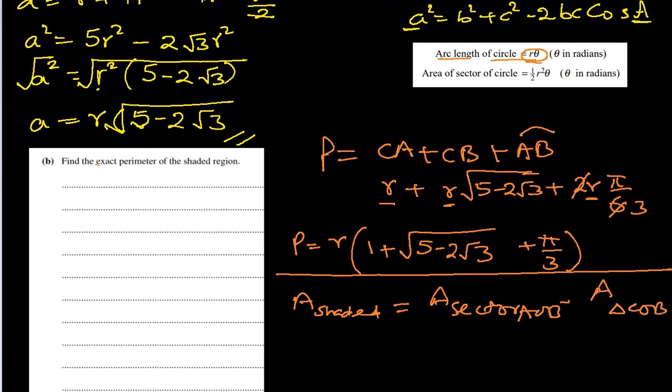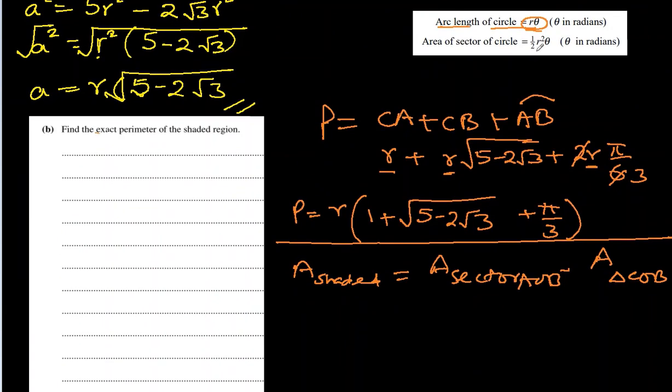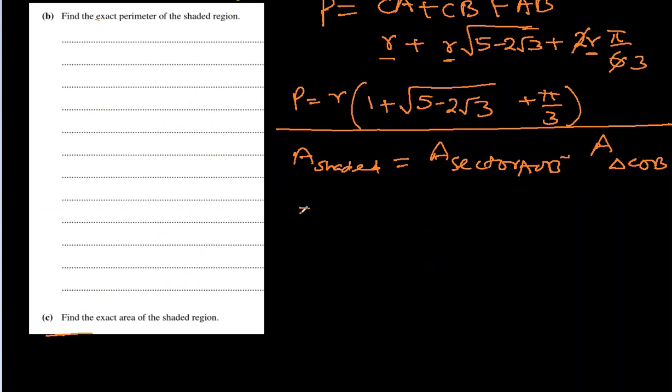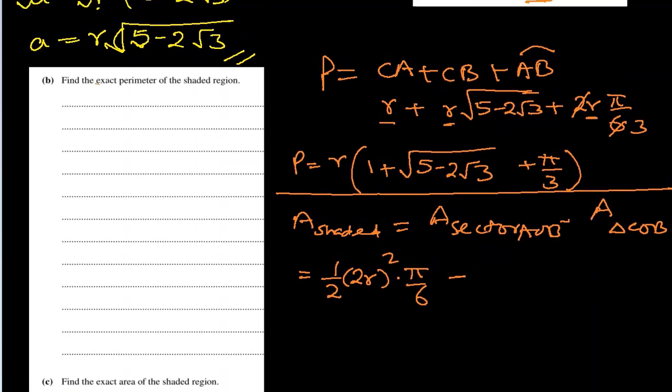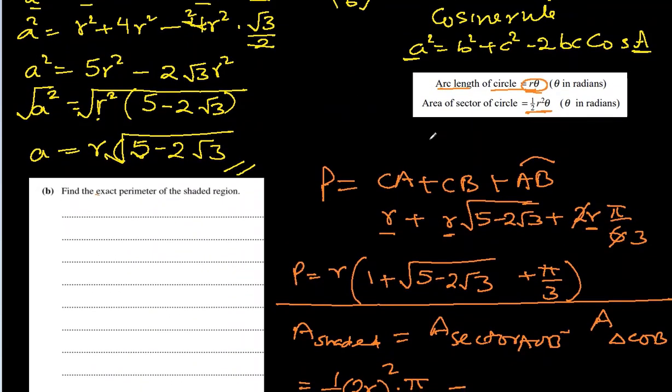Okay, so the area of the sector formula is half r squared theta. So that will be half, r is not r, it is 2r for this sector, so (2r) squared, theta is pi by 6, minus the area of the triangle, which is not given to us, but we used it in the first two questions. Let's write it again.